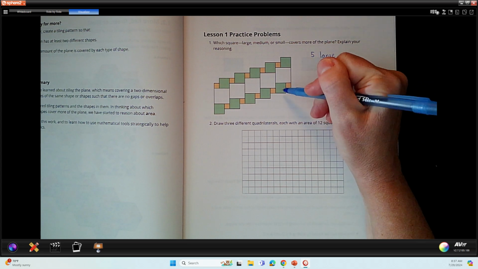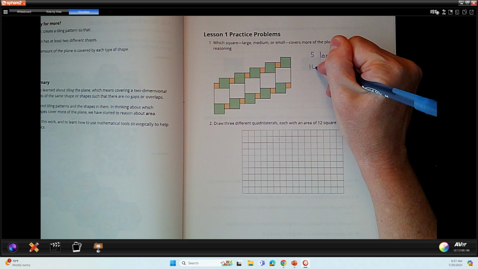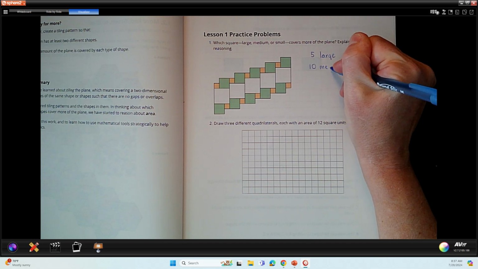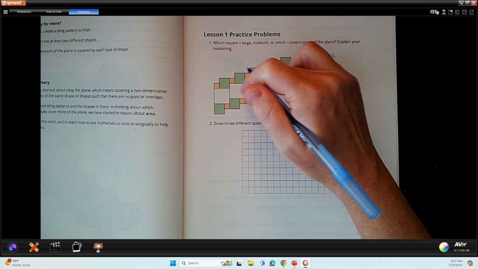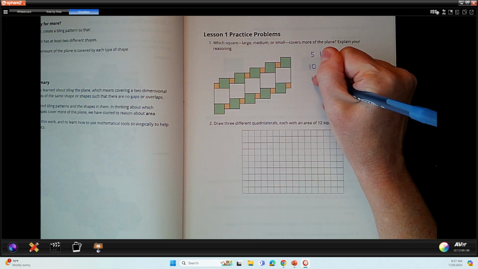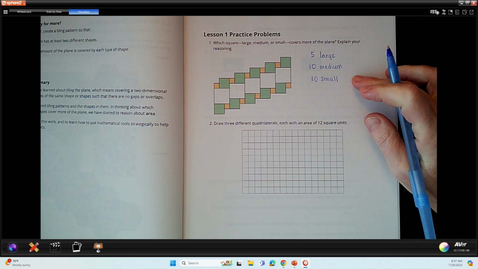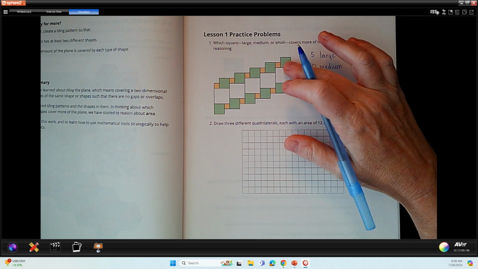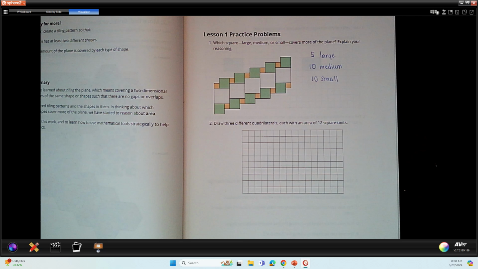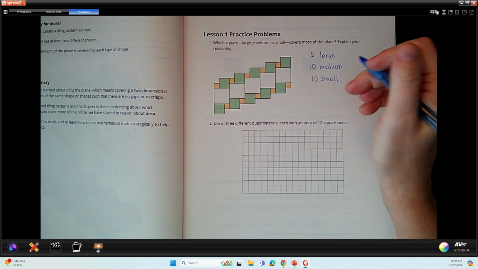I have 1, 2, 3, 4, 5, 6, 7, 8, 9, 10, 10 medium. And I have 1, 2, 3, 4, 5, 6, 7, 8, 9, 10 small. Now I'm going to say right now, I know it's not the small, right? Because if I have 10 of the medium and 10 of the small, I know for sure that the green is covering more area than the small ones, the little orange ones, okay? So we know that this is covering the least space, okay?